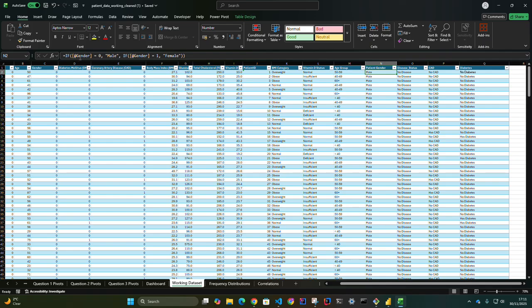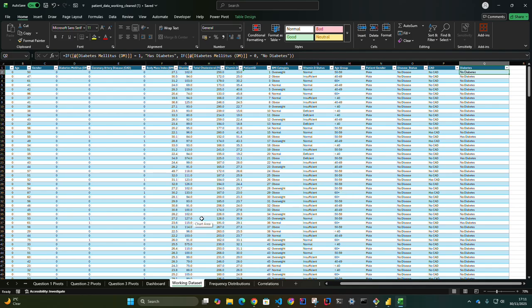It checks if gender is 0, it's male, if it's 1, it's female. Same kind of thing for has disease, no disease. For CAD, same kind of thing again. And in diabetes, it checks if diabetes is 1, has diabetes. If it's 0, there's no diabetes. So they're my categorical columns.